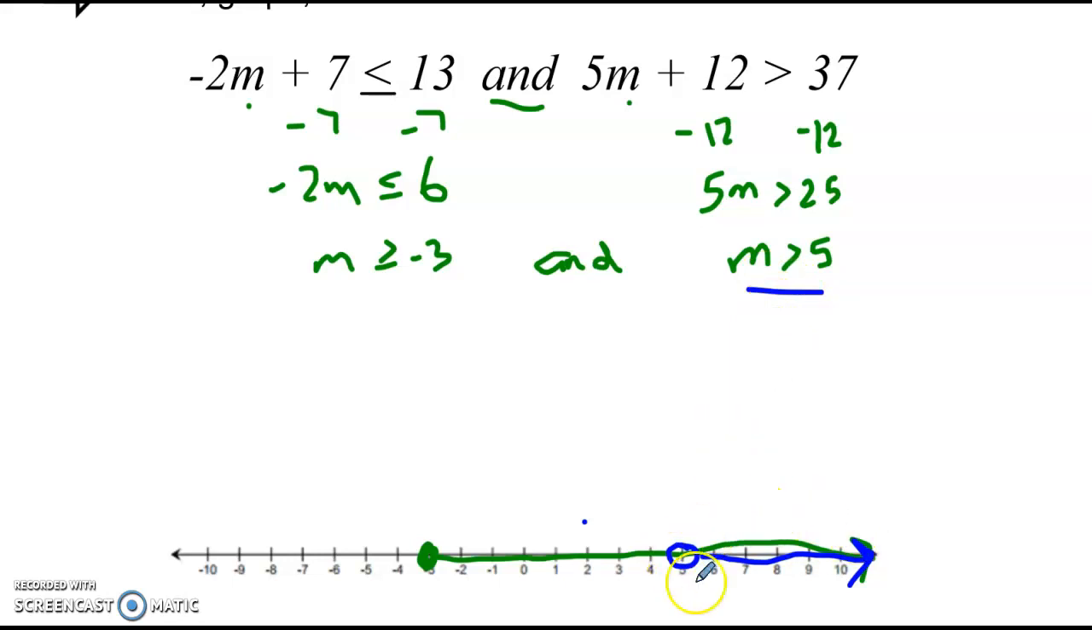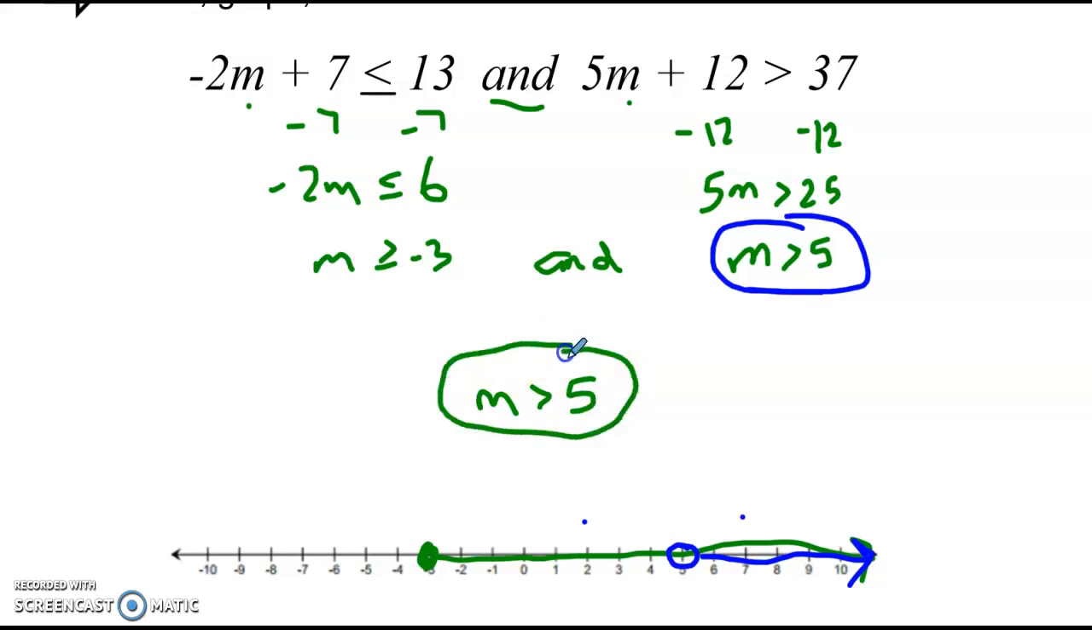However, if you look here where our graphs overlap, solutions like 7, 8, and 9. Let's just take 7, for example. Let's test it. Is 7 greater than or equal to negative 3? Sure is. Is 7 greater than 5? Yes. So the real solution is just m is greater than 5. Our answer to this problem is m is greater than 5. That's all we need to say because it includes all the solutions to this one. All right, let's do one more that's similar.